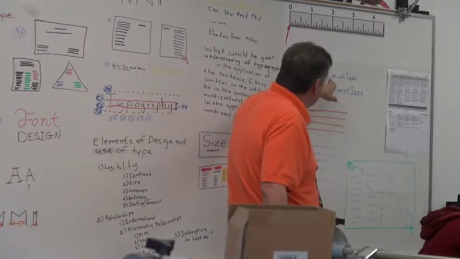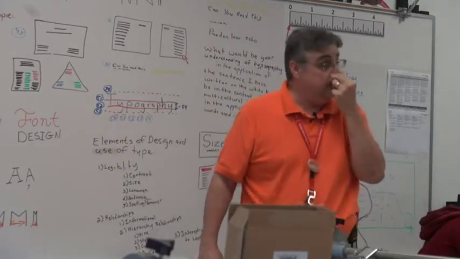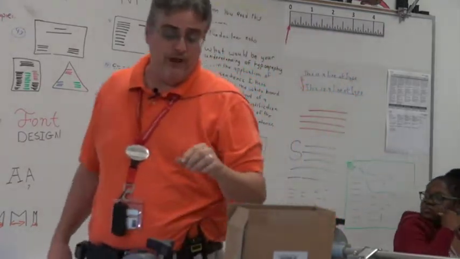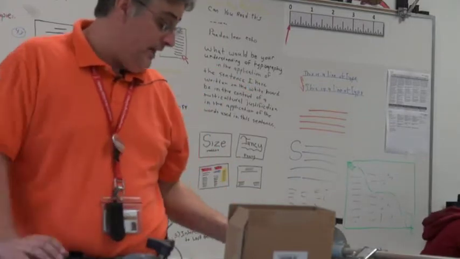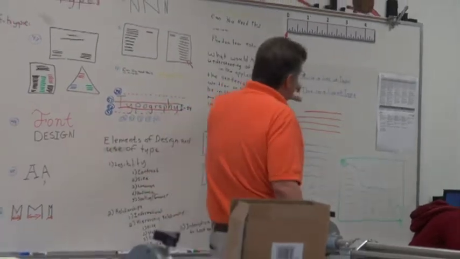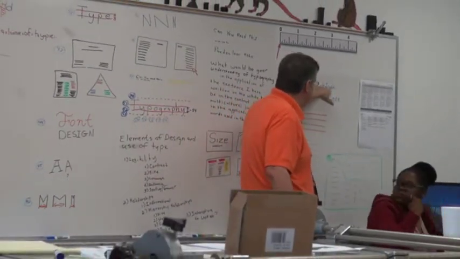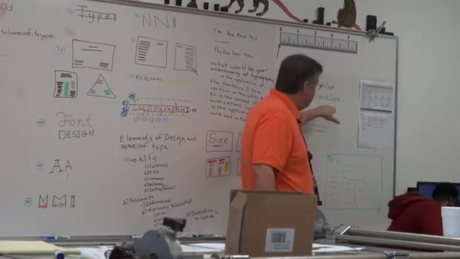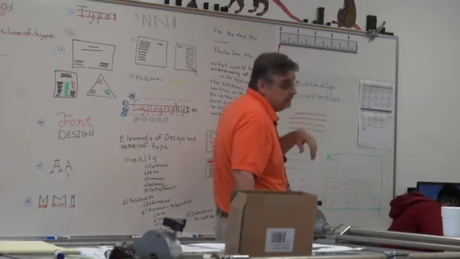What is my measurement from baseline to baseline? Baseline to baseline, x-height? No, that's my baseline to waistline. It's leading, because baseline to baseline is a line of text. This is a line of type. This is a line of type. Baseline to baseline is my leading.